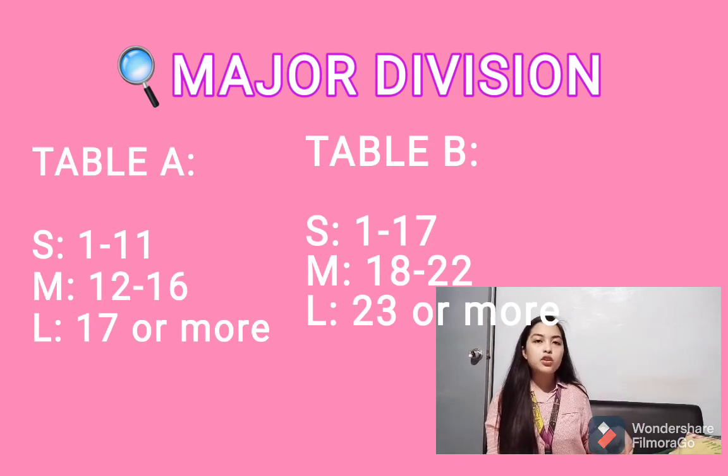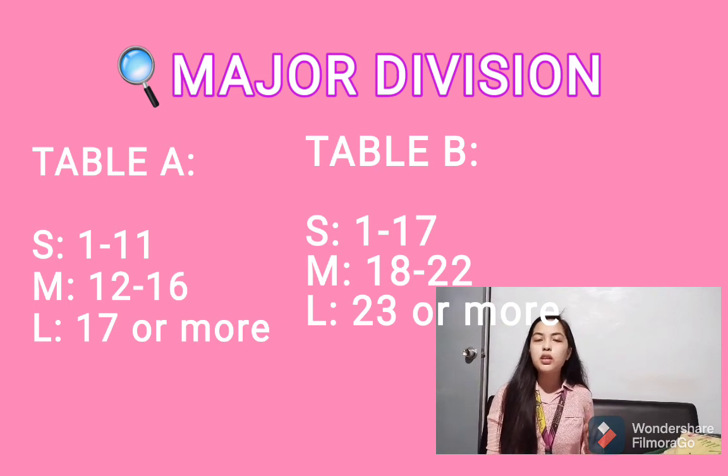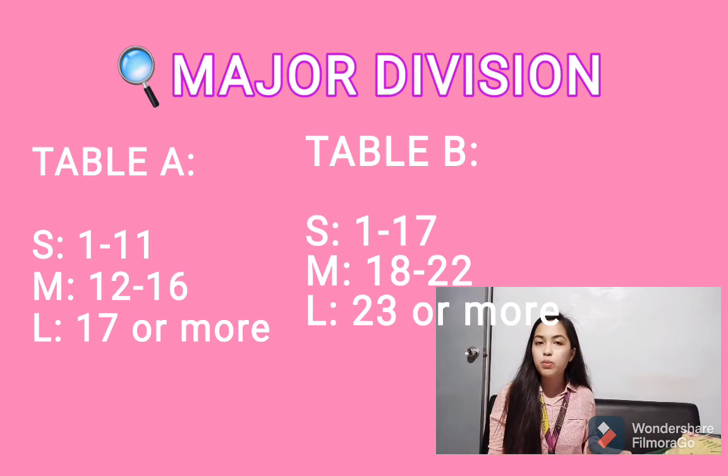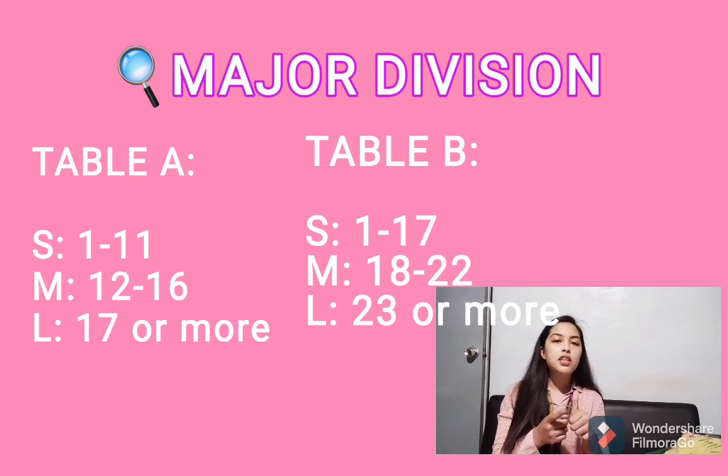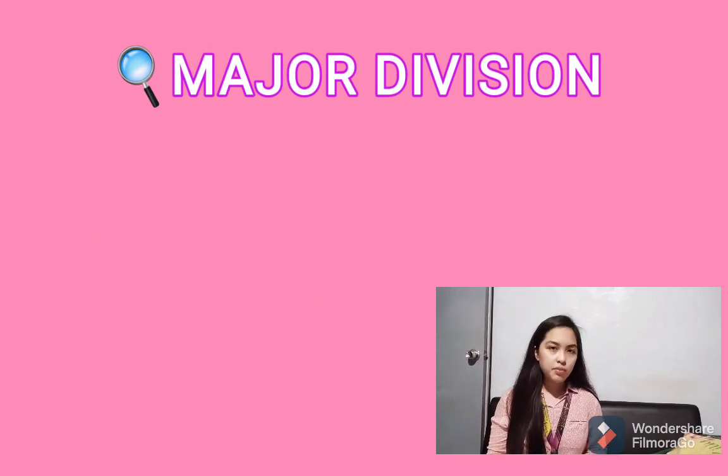Makikita natin dito na merong table A and merong table B. Paano nga ba natin malalaman kung ang gagamitin natin is table A or table B? Ngayon, para mas madali, titingin tayo sa left hand natin. Pagbabasihan natin lagi left hand natin. Kapag ang value ng ridges dito is 1 to 16, table A ang gagamitin. Kapag naman ang value is 17 or more, table B ang gagamitin.